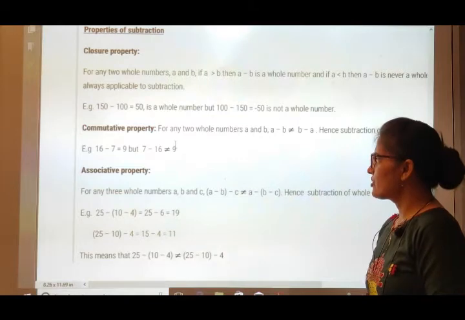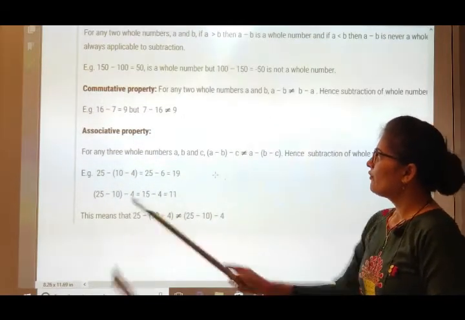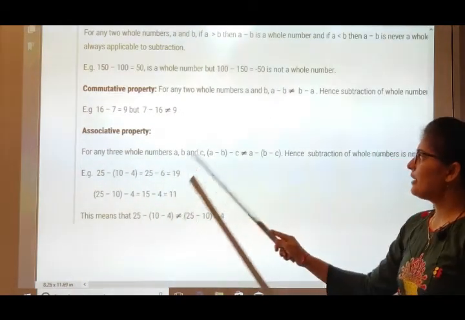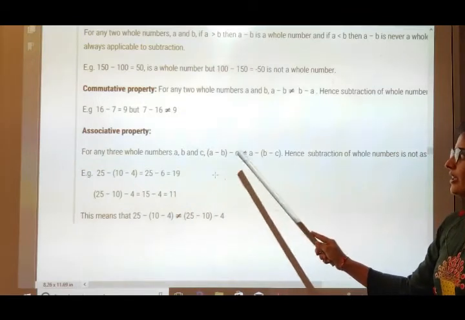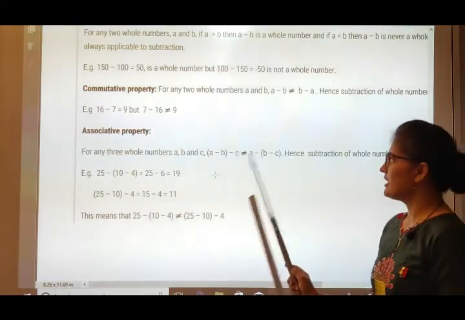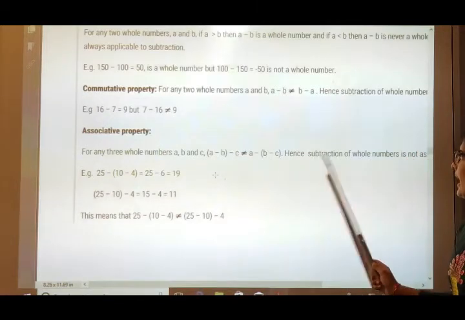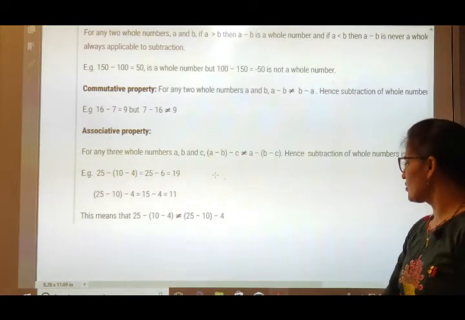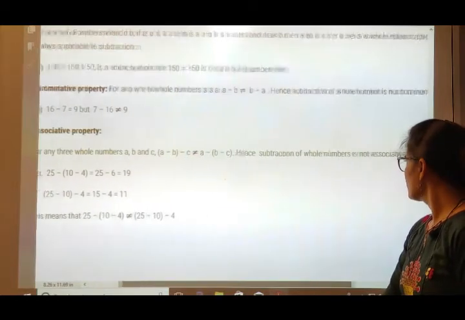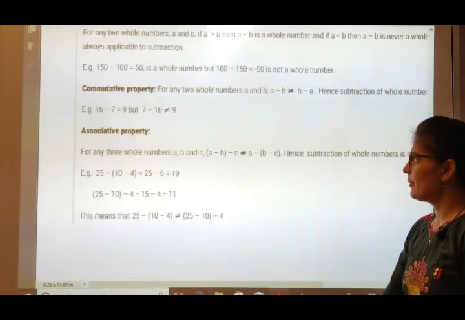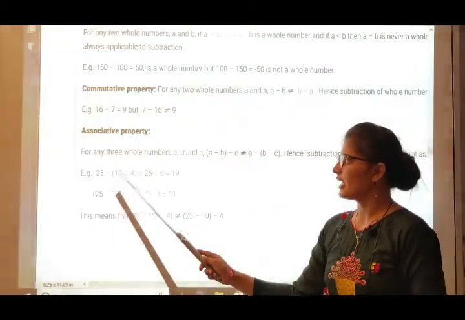Now next is associative property. For any three whole numbers A, B and C, (A minus B) minus C will never be equal to A minus (B minus C). Hence subtraction of whole numbers is not associative. Here an example is given to you: 25 minus 10 minus 4.